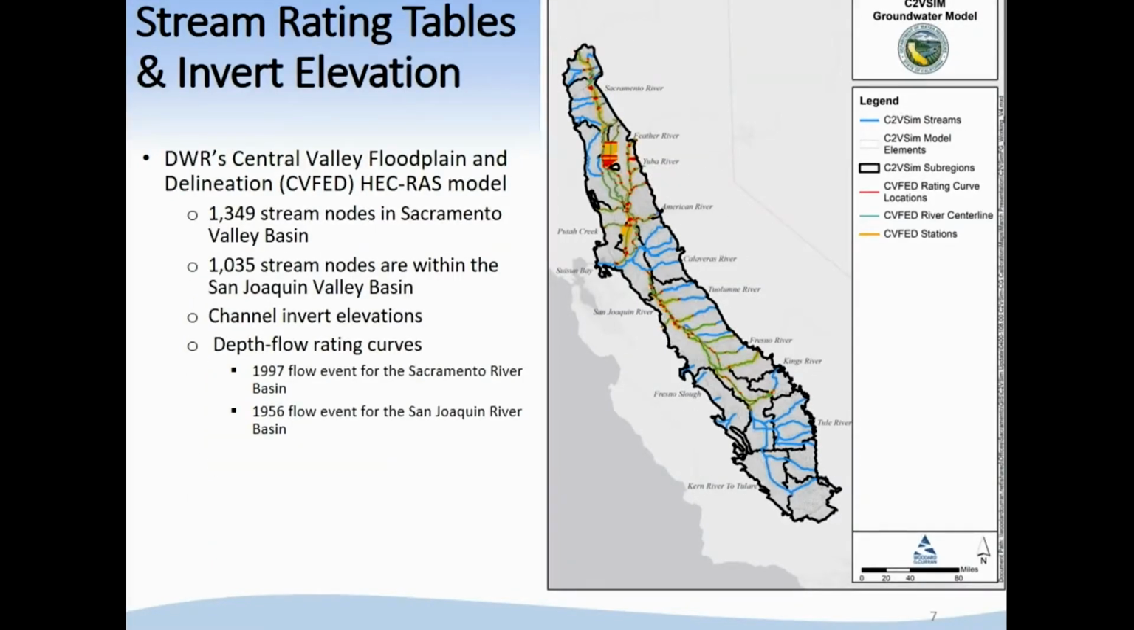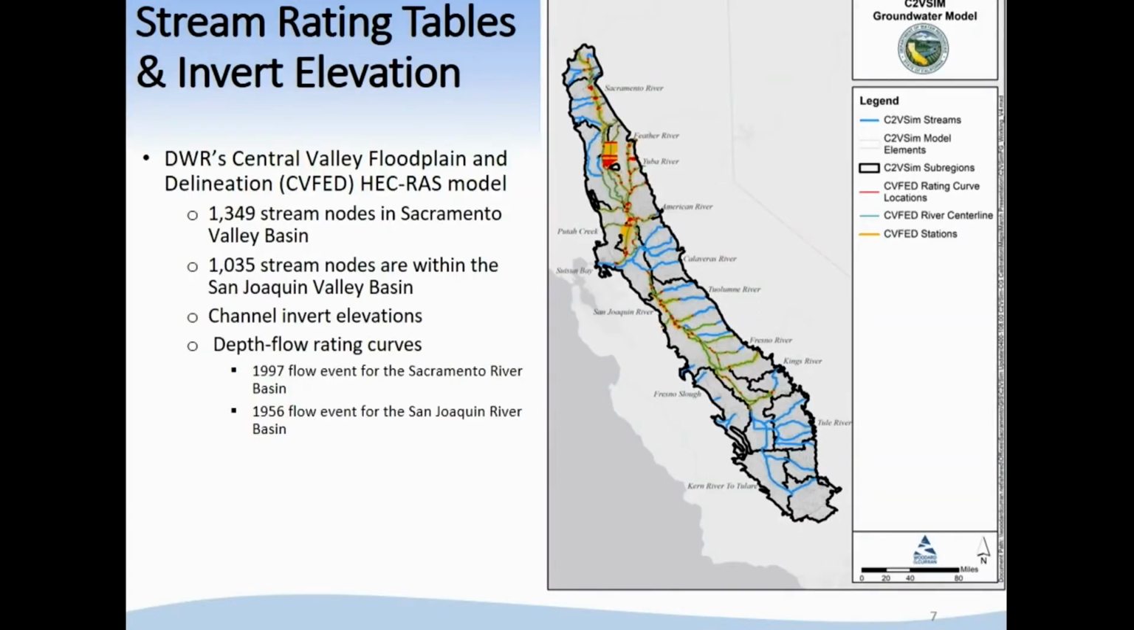Stream rating tables and invert elevations. So we worked with David Force Engineering on that perspective. David Force Engineering collected information from the DWR Central Valley Floodplain Evaluation and Delineation HEC-RAS model. In that perspective, we overlaid that model with the C2VSim model, and basically all the orange and red areas over here in the model area are covered in the CVFED model.